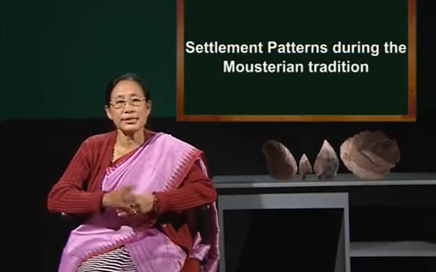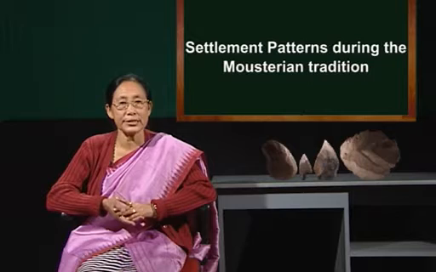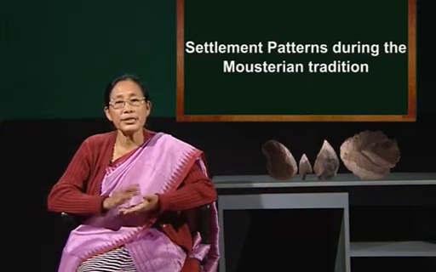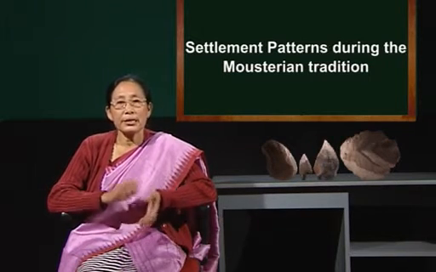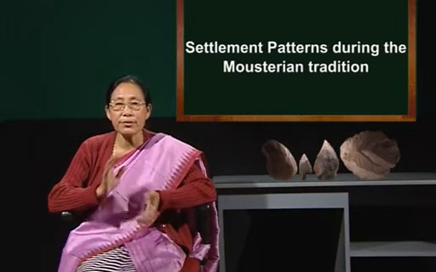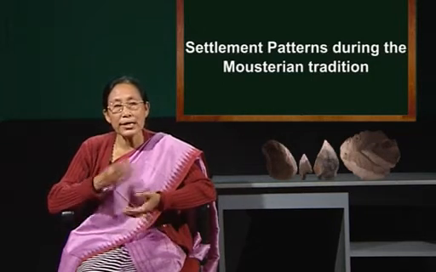Now let us come to the settlement patterns during the Mousterian tradition. Wherever Mousterian industries are found, their appearance usually coincides with fluctuating but cooling climates. In Europe, this period witnesses a gradual retreat of deciduous forests and their replacement throughout much of the continent, first by boreal forests and later by steppe tundra. Although Neanderthals are often described as cold adapted, the evidence is very scarce.